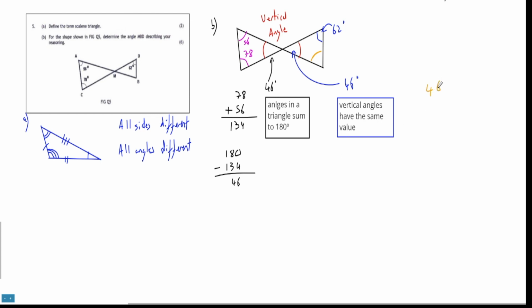We'll say 46 plus 62. Well, I can do that in my head. I wouldn't recommend it, but hey, I did it. 108. So therefore we can say 180 minus 108 is equal to 72. So this missing angle must be 72 degrees. Describe your reasoning. Yes. Determine the angle MBD. You read this as being from M to B to D. That's it. Looks good. On to the next one.